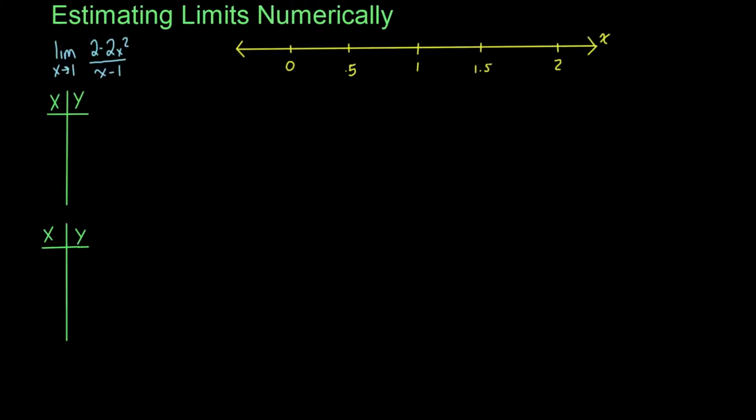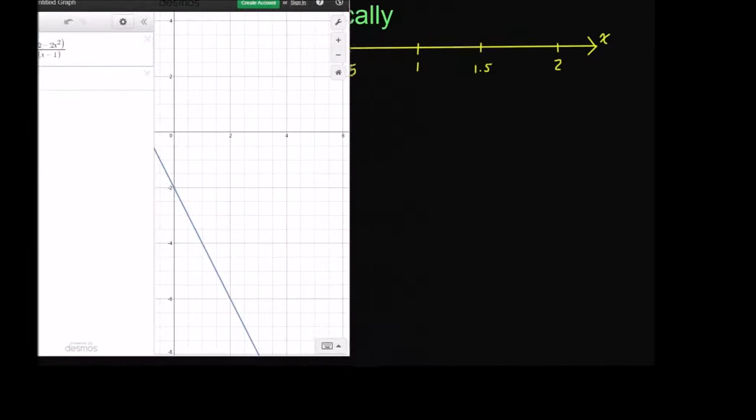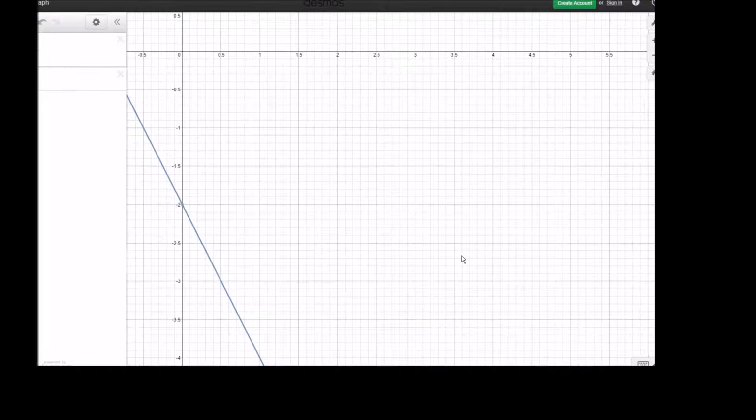So basically what this question is asking is, as our x values for this function get closer and closer to 1 from both sides, so from numbers bigger than 1 and from numbers smaller than 1, as those x values approach 1, what do our y values approach? And first, let's think about this sort of graphically. So let me pull up a graph of this.